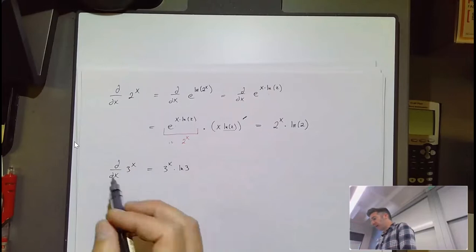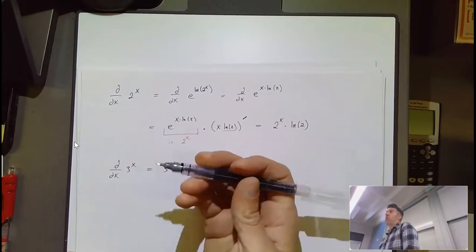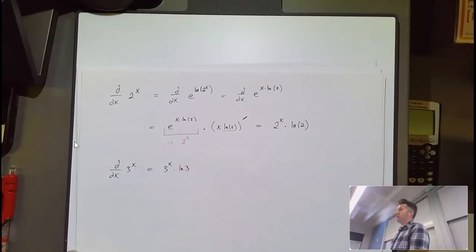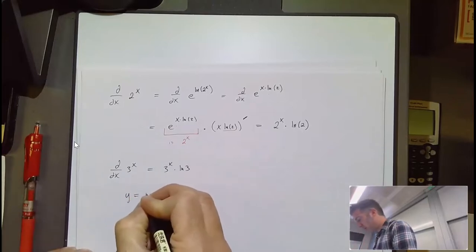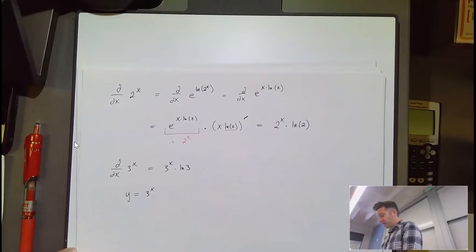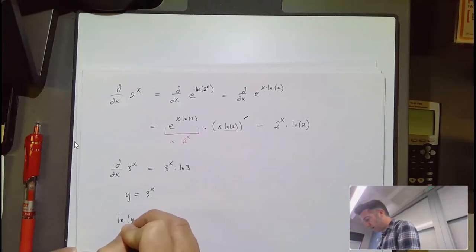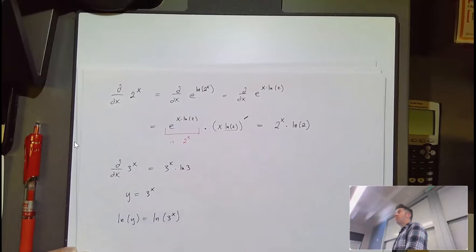But another way of getting here, if you don't like this, and I personally don't love this, I think it's kind of weird. The other thing is also kind of weird though. There's no good way of getting there, just different ways. So the other way is to say, let's let y equal 3 to the x. And I'm going to take the natural log of both sides, with the express purpose of getting that x out of the exponent.